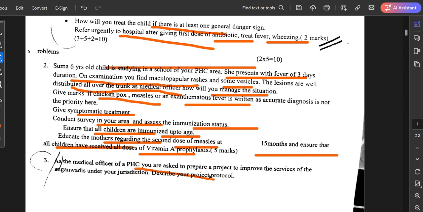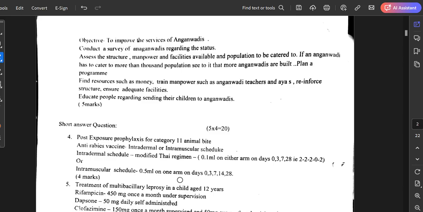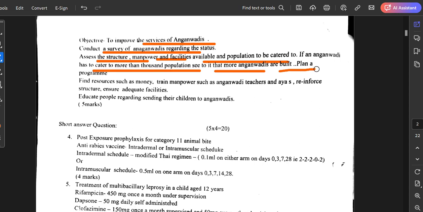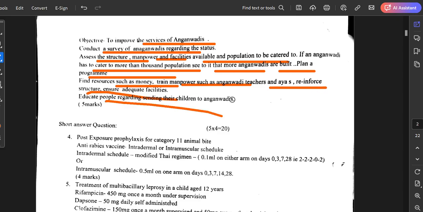Third question. As the medical officer of a PHC, you are asked to prepare a project to improve the services of the Anganwadis under your jurisdiction. Describe your project protocol. The objective is to improve the service of Anganwadis. Conduct a survey of Anganwadis regarding their status, assess the structure, manpower, facilities available and the population to be catered to. If an Anganwadi has to cater to more than 1000 population, see to it that more Anganwadis are built. Plan a program. Find resources such as money, train manpower such as Anganwadi teachers and ayas, reinforce the structure, ensure adequate facilities, and educate the people regarding sending their children to Anganwadi.